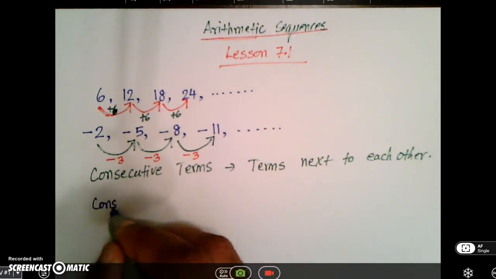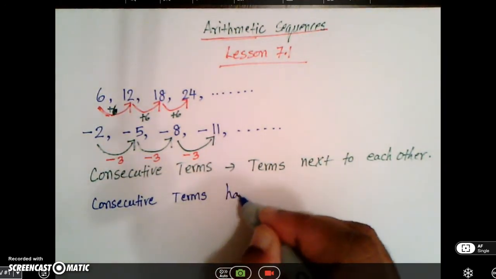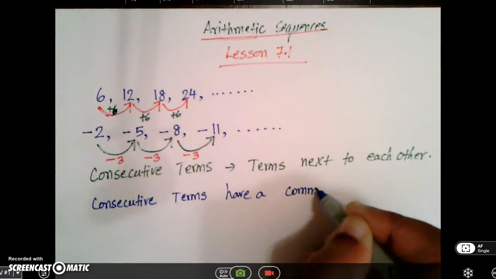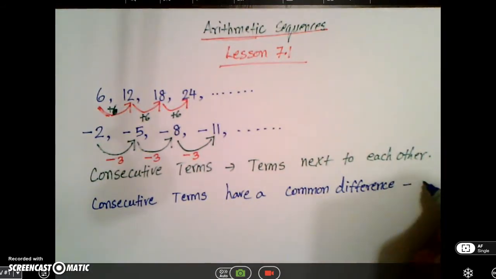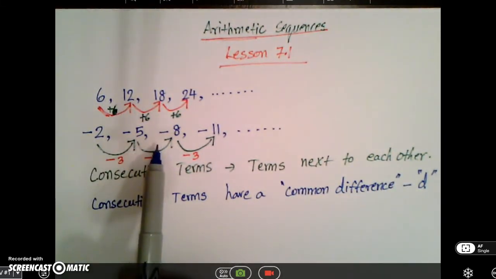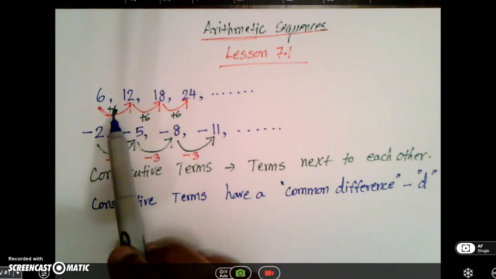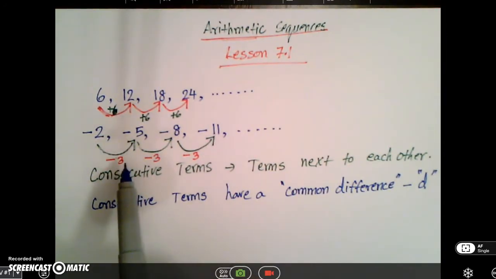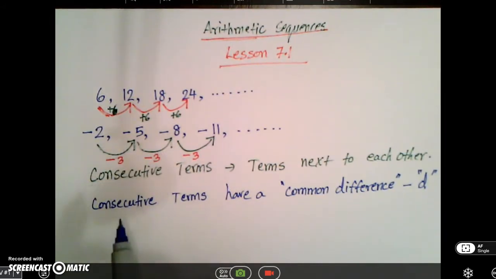So in my arithmetic sequence, the consecutive terms have a common difference. That's what I represent by a letter d, the common difference. If the consecutive terms have a common difference, then I call it an arithmetic sequence. The common difference here is +6. The common difference here is -3. So it's either adding every time or subtracting every time. That becomes my arithmetic sequence.